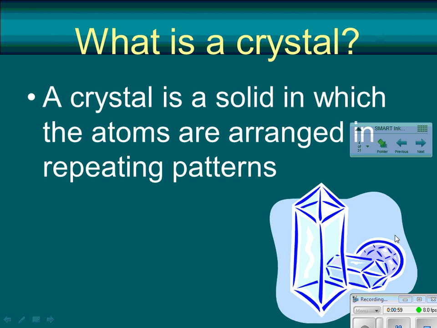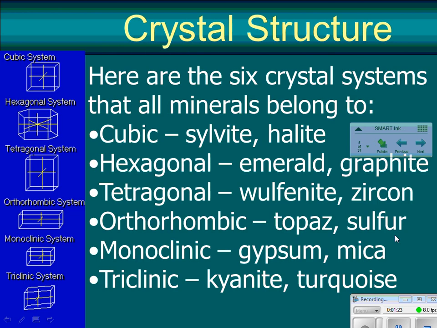What is a crystal? A crystal is a solid in which the atoms are arranged in repeating patterns. So a lot of the times you're going to have these crystalline patterns. Like if you look on the far right side of your set of notes, we've got pictures of all of the different types of crystal and shapes that the minerals can come in. And then here's that picture again, the crystal structure.